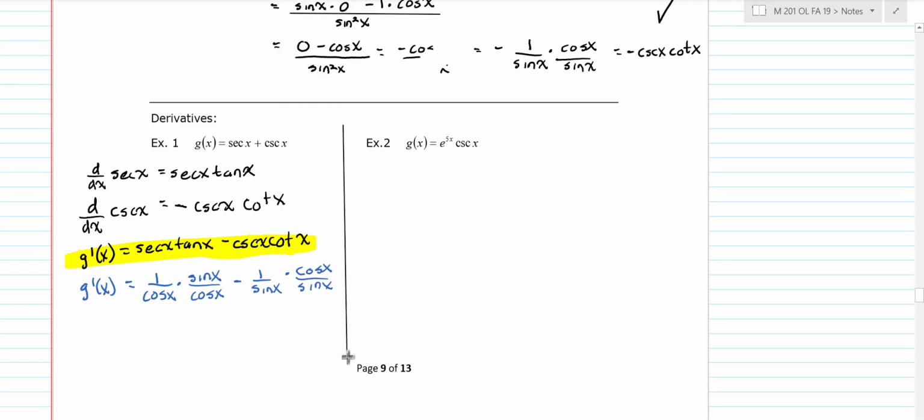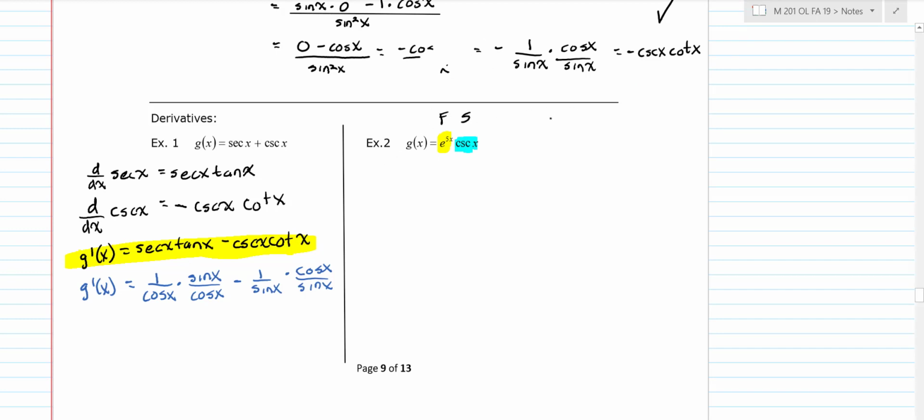Okay, so the next one looks like a product rule. You have two functions that are multiplied, so we're going to apply the product rule on this one. That's your first function, that's your second function.